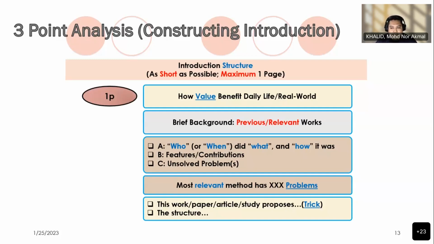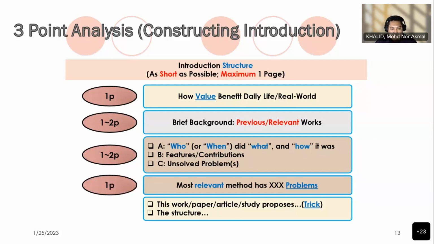So, in a way, each of these can be represented by one paragraph, or one or two paragraphs of your previous work, and then one or two paragraphs of a summary of what this previous work has done and what the features, contributions, and so on are, and one paragraph about the relevance of that particular method to the problem and how you are actually going to solve the problem.